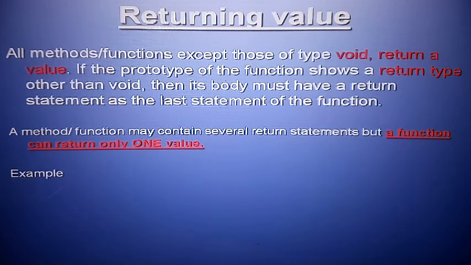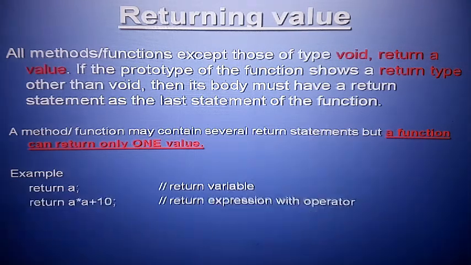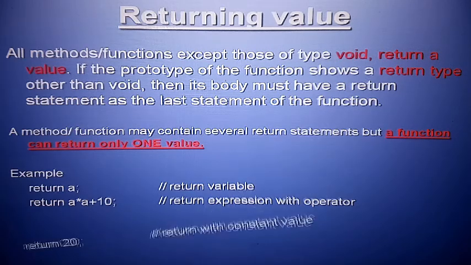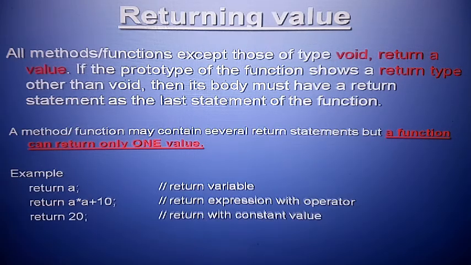If we have a problem, then in the end you have one solution. Whichever type of solution you give means which type of value you return. Like return a, a variable; return a plus b, an expression with an operator; return a constant value like 20; return true, the boolean type. After that, null, meaning nothing, like void types.